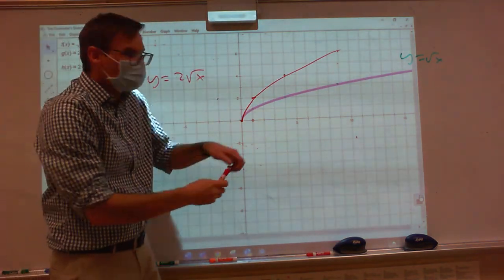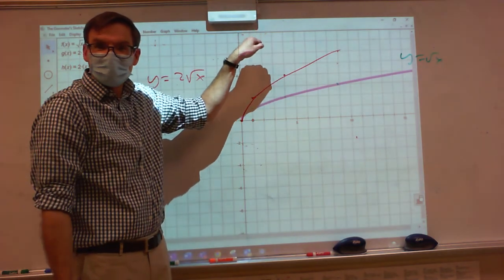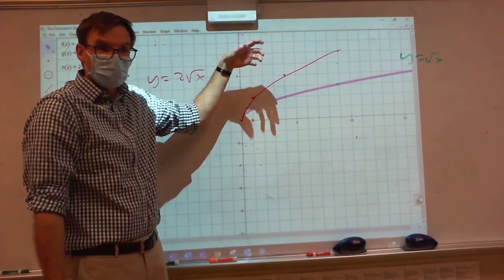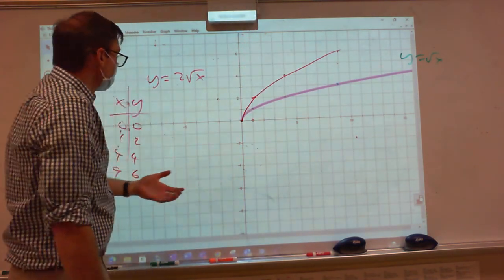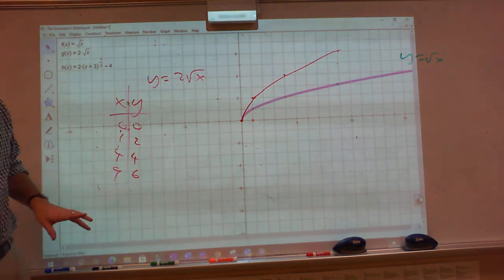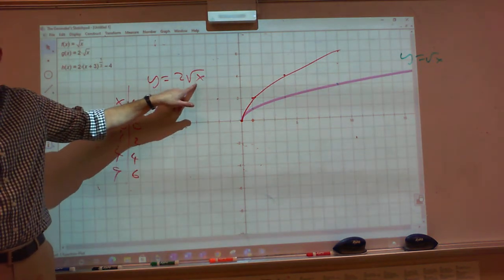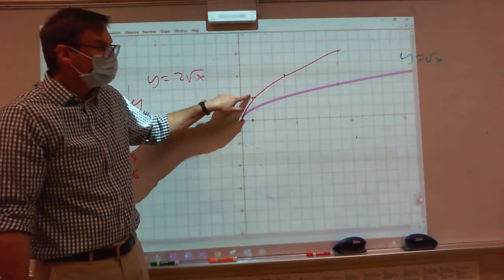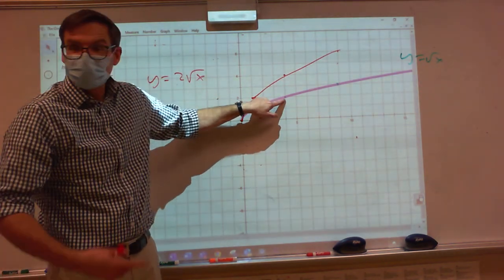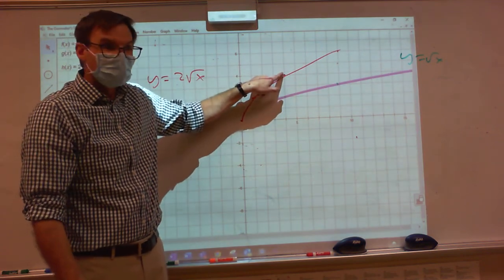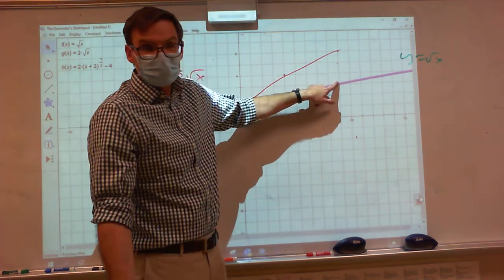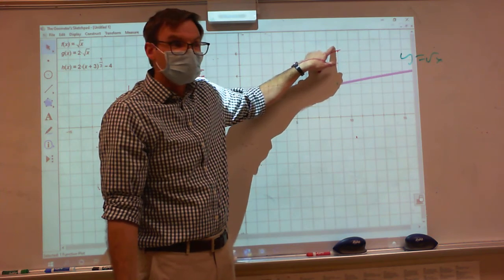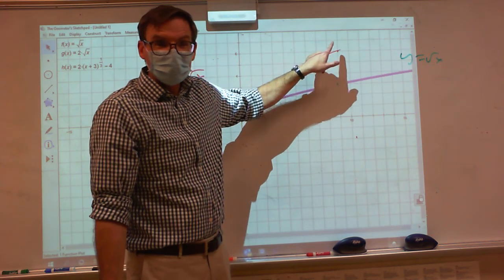Does this look like it got stretched? So why did it get stretched? Literally what we did mathematically is we multiplied every y value by 2. See how this y value was 1? When you multiply by 2, we get a 2. This y value was 2. When we multiply by 2, we got 4. When this y value was 3, when we multiply by 2, we got 6. Okay.